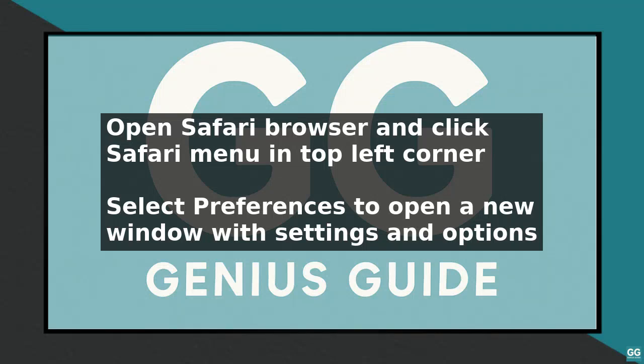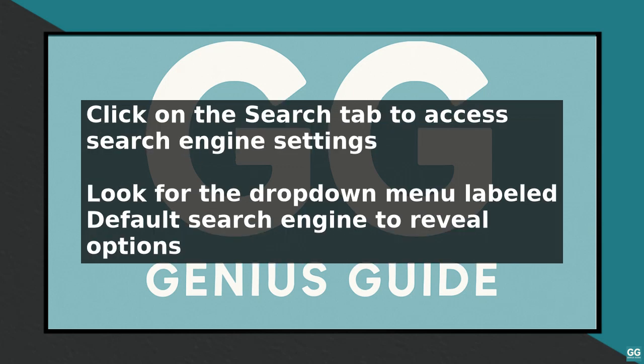To change the default search engine in Safari, start by opening the Safari browser on your device. Once Safari is open, click on the Safari menu in the top left corner of the screen and select Preferences. This will open a new window with various settings and options. In the Preferences window, click on the Search tab. This tab contains settings related to the search engine, including the default search engine.